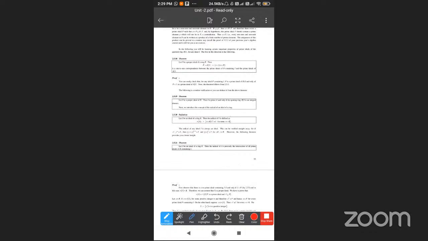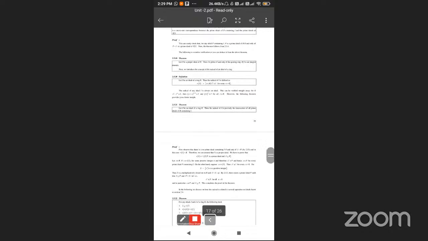Now the next is a theorem. Let I be an ideal of a ring R. Then the radical of I is precisely the intersection of all prime ideals of R containing I. Now the proof.